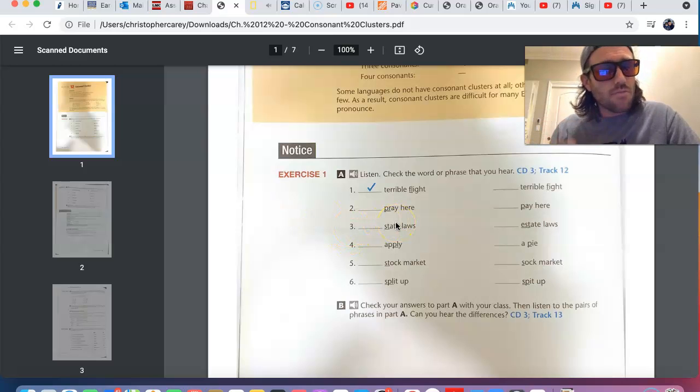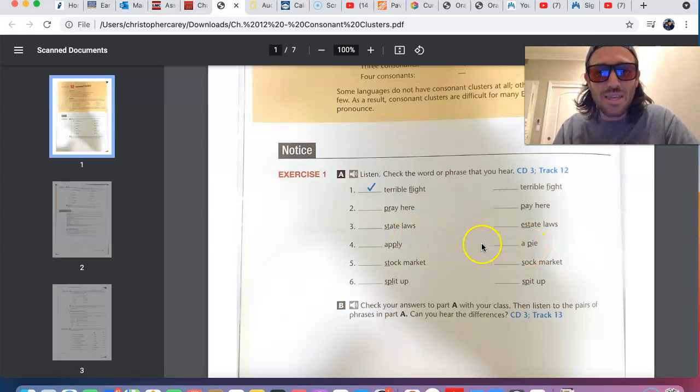So you can tell the difference is very, very nuanced. It's very minor. But there's a difference in terms of the meaning of the word. Stock market, or sock market. Are you playing the stock market, with investments, or are you paying the sock market, which I'm not sure what that would be. Maybe at JCPenney or Target, right? Apply for a job or a pie in the face.